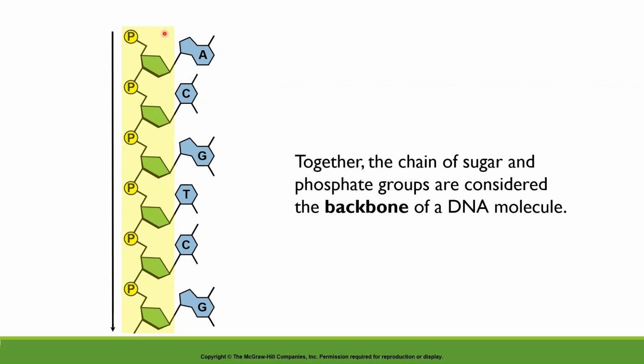So this portion right here, if you notice, it's a repeating phosphate, ribose, phosphate, ribose, phosphate, ribose, or deoxyribose, depending on if it's DNA or RNA. And this is what we call the backbone, and it's made up of sugar and phosphate.